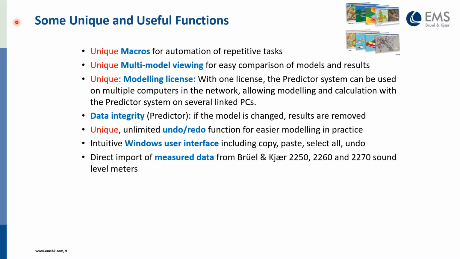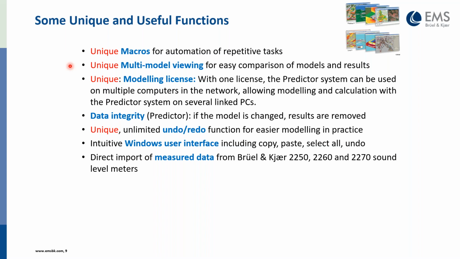Some of the unique and useful functions in the system include macros, which are utilized for automation of repetitive tasks. This is unique functionality supported by the LimA command line interface, and it means that you can avoid human error and get work done quickly and easily. Even in medium-sized projects, you'll see that there are quite a few repetitive tasks. In addition, you've got unique multi-model viewing. In Predictor, you can compare two models and results side-by-side for easy comparison using the standard Windows functionality.